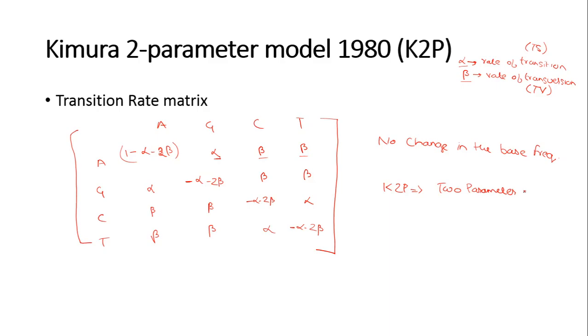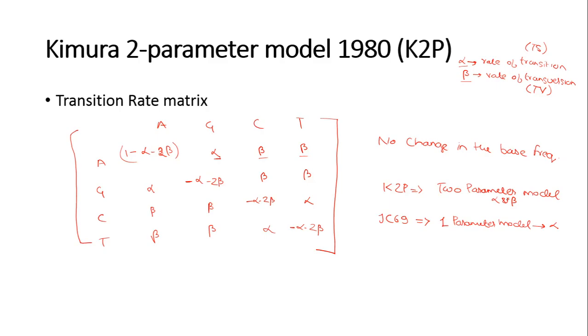Right. So, your JC69 was a one parameter model that was dependent only on the single parameter alpha. But here, it is a two parameter model which is dependent on two parameters, alpha as well as beta. So this is the difference between the JC69 and K2P parameter models.